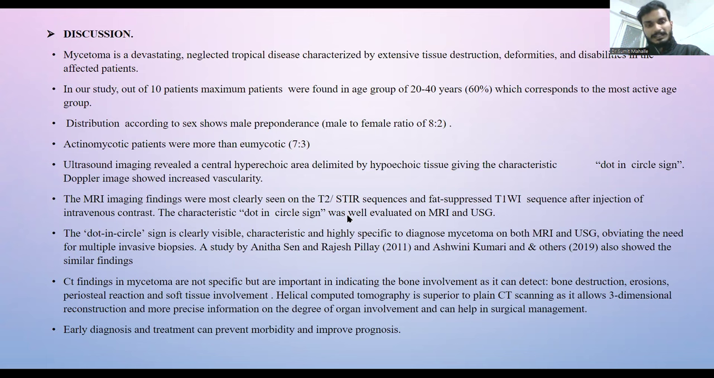Ultrasound imaging reveals a central hyperechoic area delimited by hypoechoic tissue giving the characteristic dotted circle sign. Doppler image shows increased vascularity also. MRI findings were most clearly seen in the T2 STIR sequences and fat suppressed T1 weighted sequences. After the injection of intravenous contrast, the characteristic dotted circle sign was well evaluated in the MRI and USG, but not in CT. So the dotted circle sign is clearly visible, characteristic, and highly specific to the diagnosis of mycetoma on both MRI and USG, obviating the need for multiple invasive biopsies.